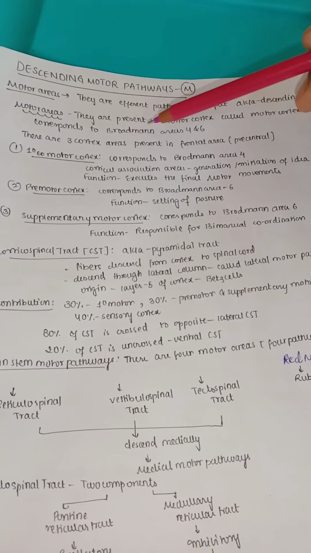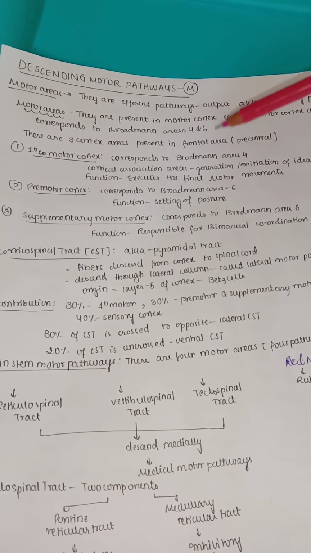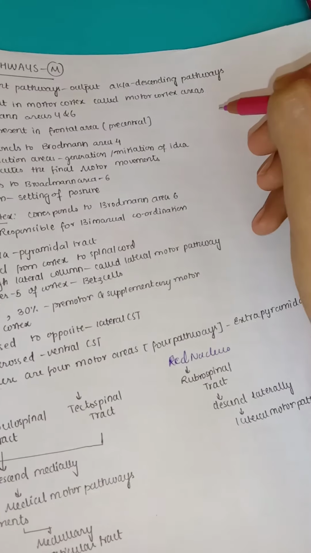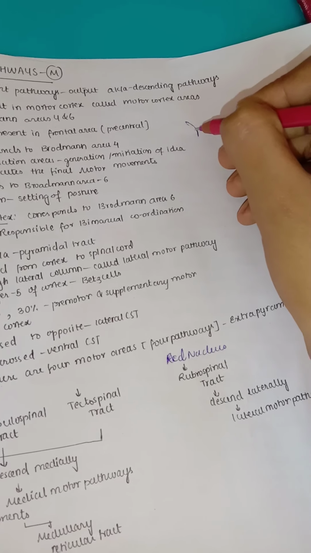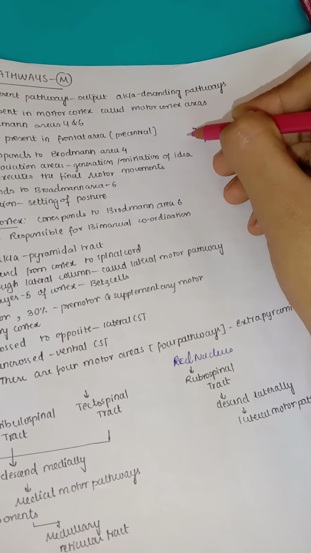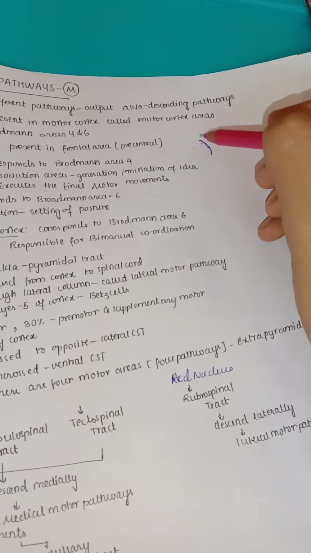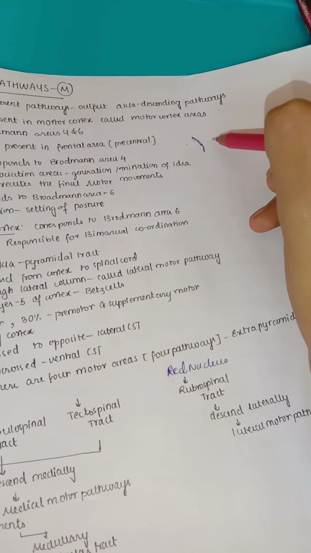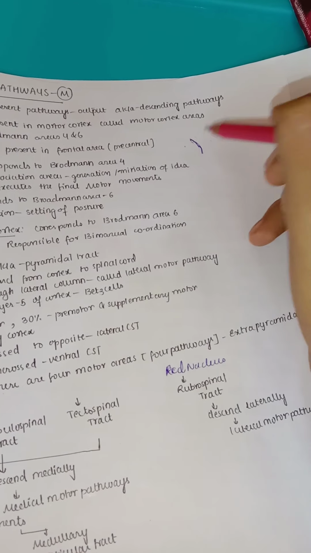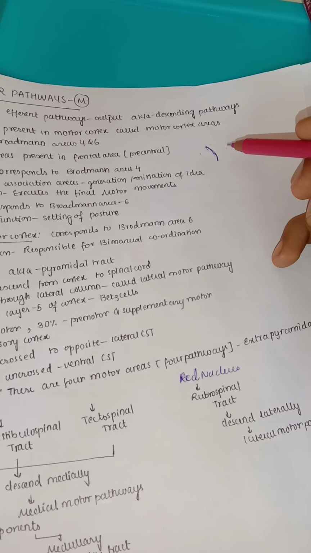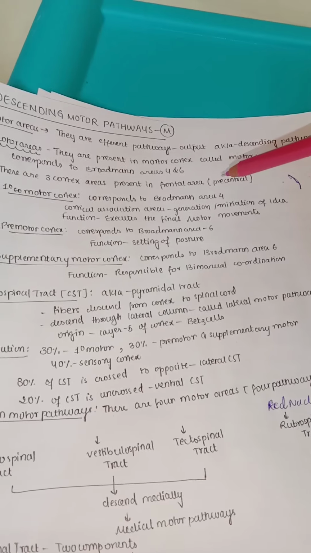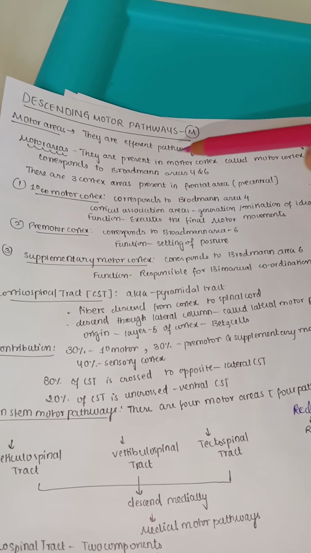There are 3 cortex areas present in the frontal area, the precentral area. We already discussed this in somatic physiology. For example, this is the central sulcus, and in front of it is the precentral area, a frontal area, especially the motor cortex. Behind the central sulcus we have the postcentral area, the posterior cortex, which is the sensory cortex, where we have the somatosensory areas. So there are mainly 3 motor cortex areas in the precentral frontal area.